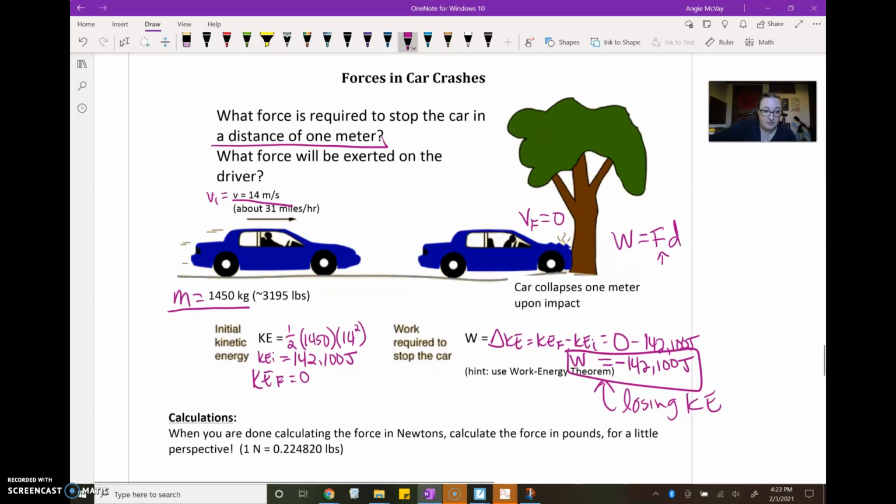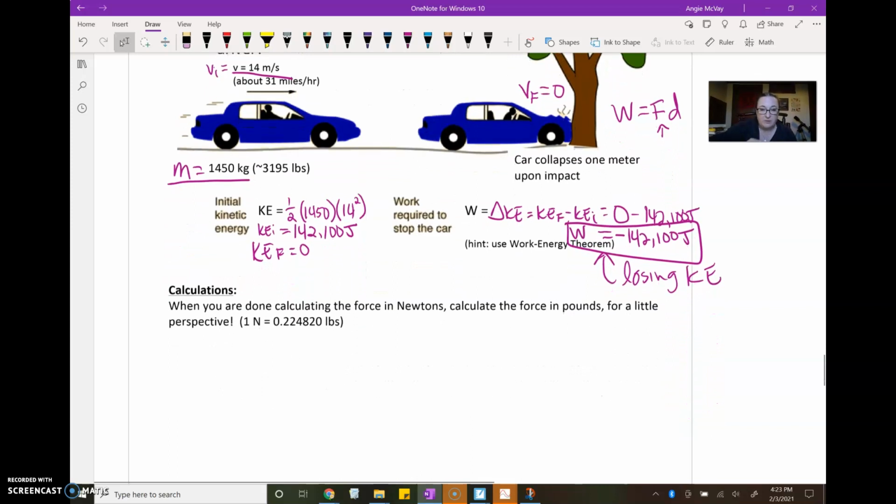Okay, so let's take a moment. How about you try this first calculation? Calculate the force. Take that work value that we just calculated, a distance of 1 meter, calculate that force from the tree that is causing the car to stop, and then convert the value from newtons into pounds just to have some perspective about what that would feel like in a unit that we have some inherent conceptual understanding of. All right, I'll be right back and we'll check your answers.